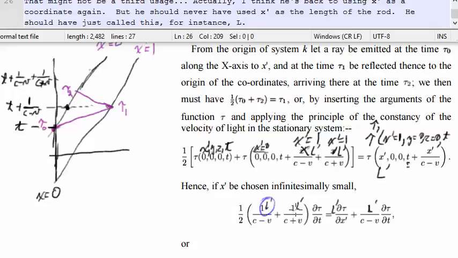So by putting L prime there instead of 1, that would make it based on however far it was from here to here. We'll just call that L prime instead of x prime because x prime is being changed.